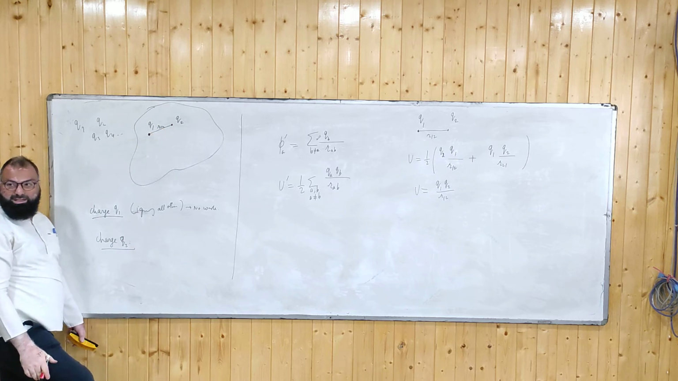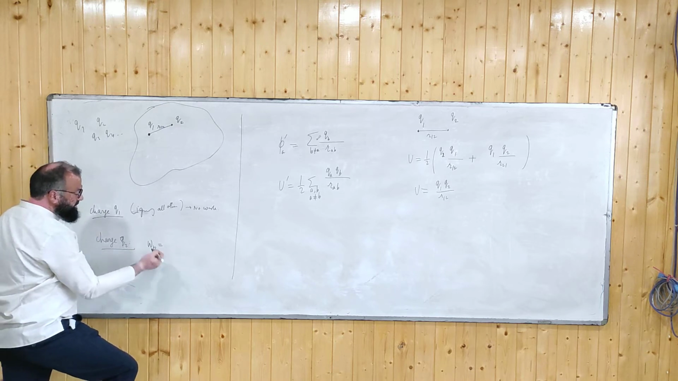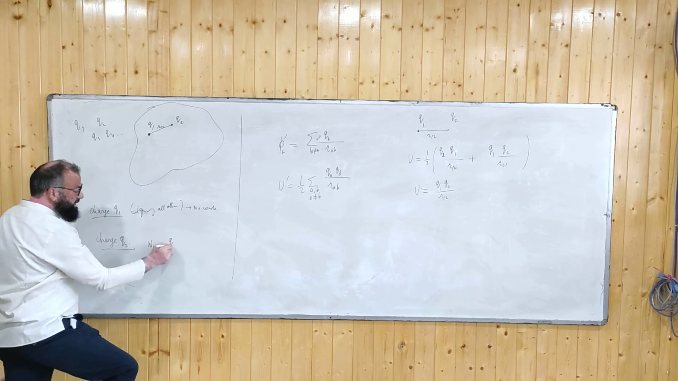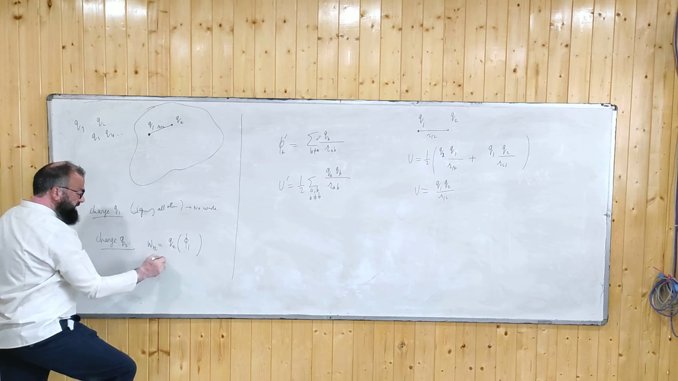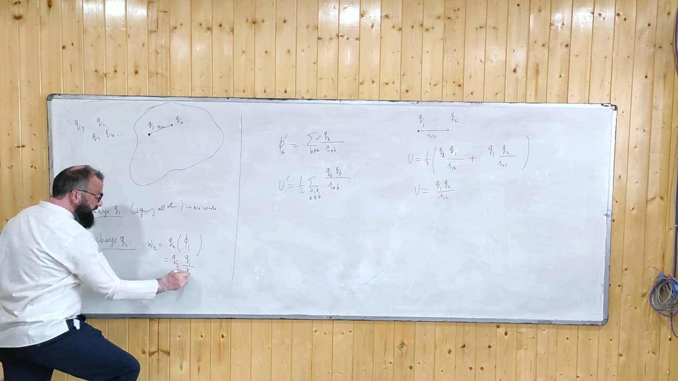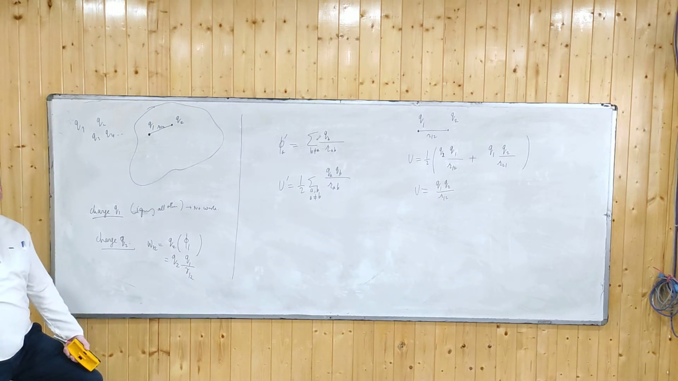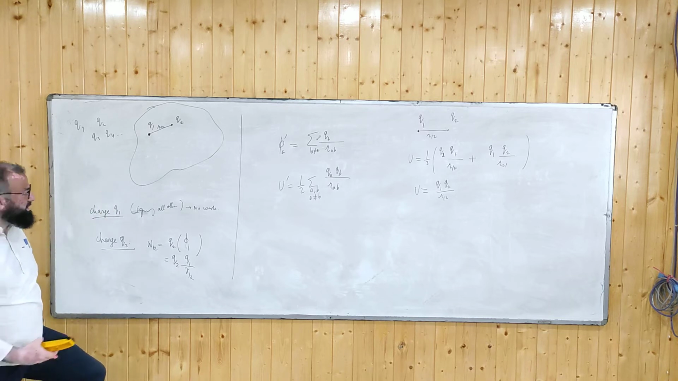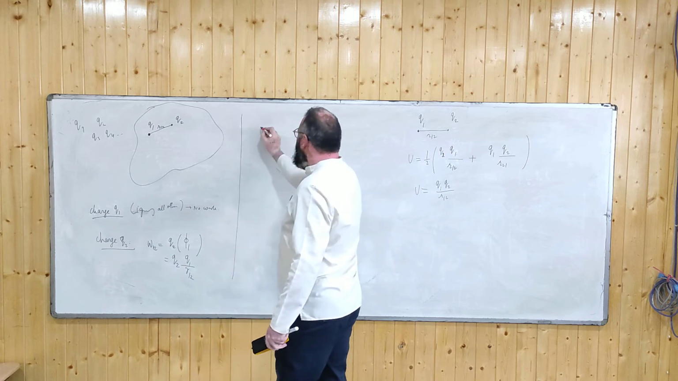How much work do I require? I require the work done, let's say W12. That will be the charge multiplied by the potential due to the first charge, so that is Q2 times Q1 by R12. Clear? So this is the potential energy required to assemble two charges. Now let's take the third charge.